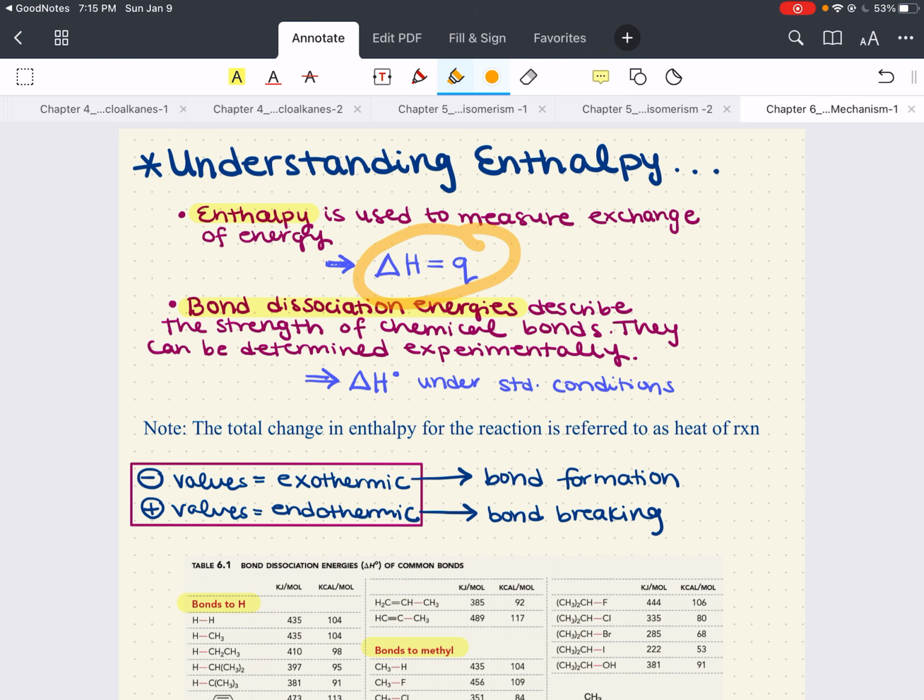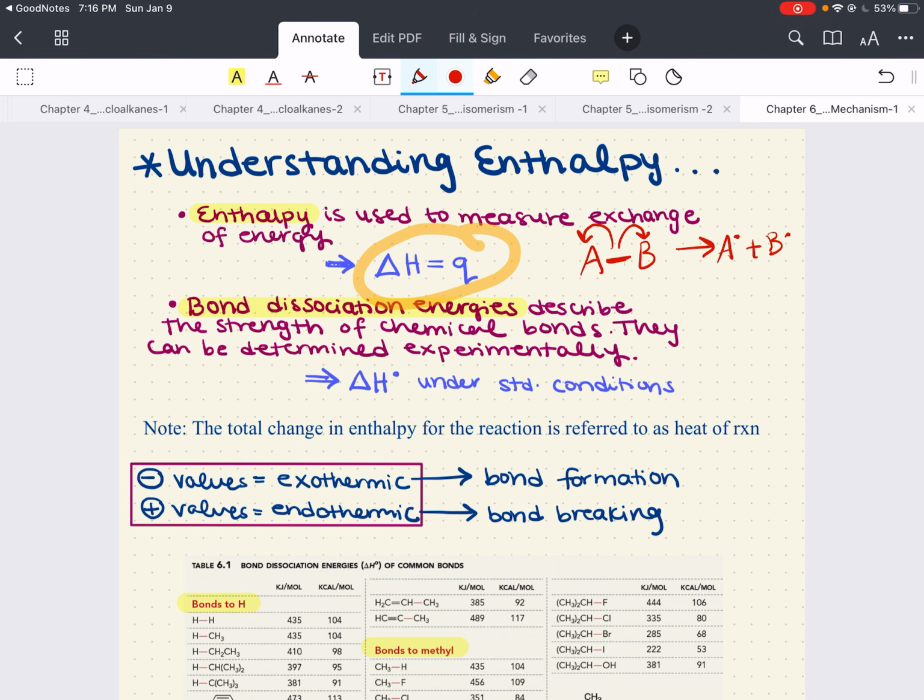Now, bond dissociation energies describe the strength of chemical bonds. It can more specifically be defined as the standard enthalpy change when, say, AB, and let's write this down, when AB is cleaved homolytically to give fragments A and B. So if A and B were to be broken homolytically, each atom in this molecule, when we break their bond, gets one of the electrons that's being shared.